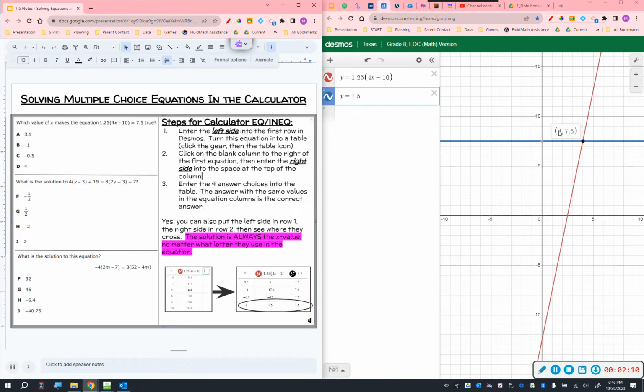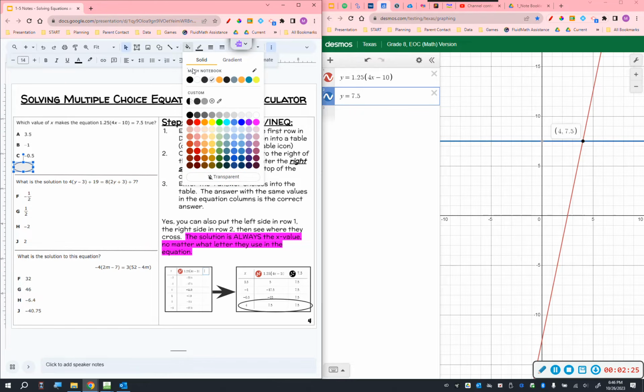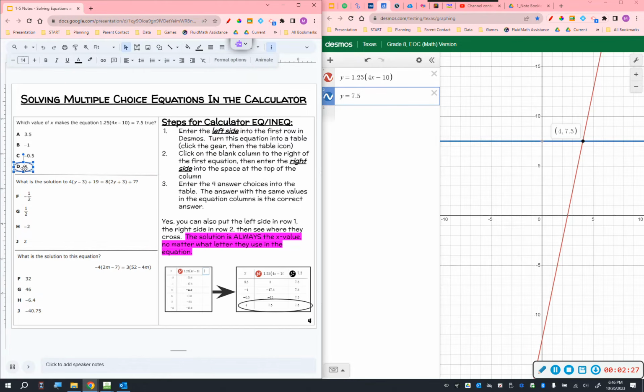So on this one here, I have 4, 7.5. My ordered pair is 4, 7.5, and I look for the x, which is 4. So 4 is the answer I'm looking for. Okay? Let's try another one.